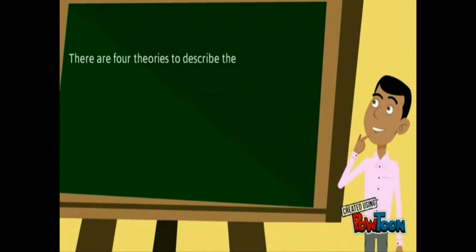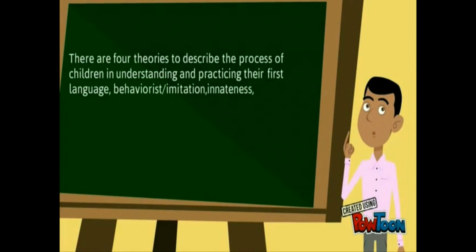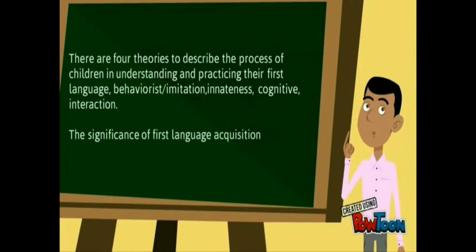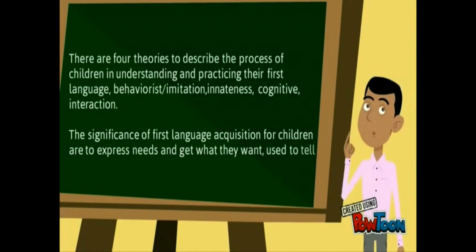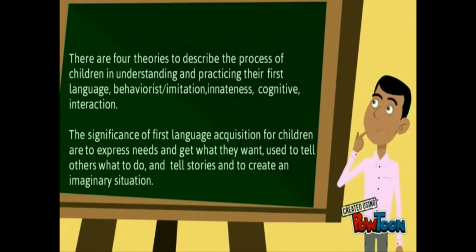There are four theories to describe the process of children in understanding and practicing their first language. They are behaviorist or imitation, innateness, cognitive, and interaction. The significance of first language acquisition for children is to express needs and get what they want, to tell others what to do, and to tell stories and create imaginary situations.